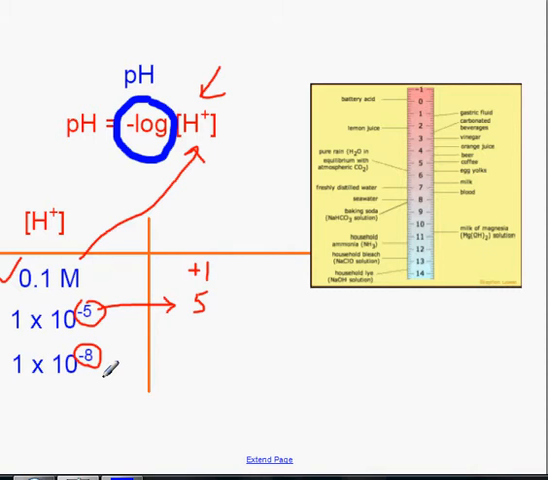And I bet you can guess what this one would be. If you have a very, very low concentration of hydrogen, 1 times 10 to the negative 8, it would give you a pH of 8. So that'd be an acid, strong acid. That'd be a weak acid, pH 5. And that'd be a base, kind of a weak base. Okay.